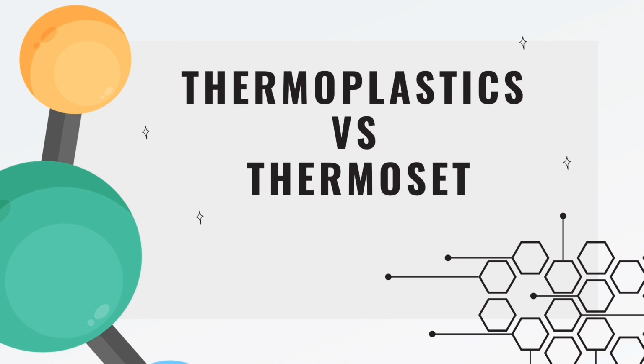For their melting point, thermoplastics have a lower temperature than the degradation temperature, while thermosets have a higher one than the degradation temperature, which is between 500 to 800 degrees Celsius. Thermoplastics can be recycled, while thermosets are non-recyclable.